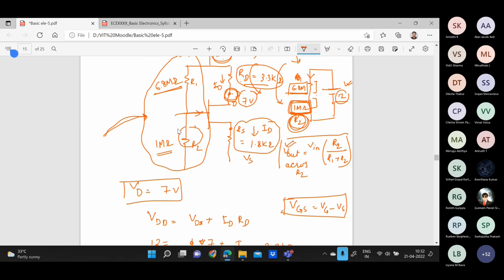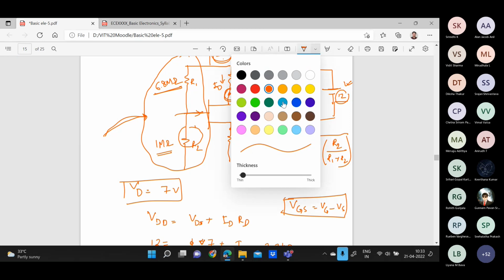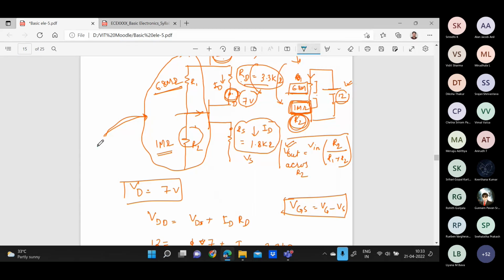Now this voltage divider circuit will come into existence. I'm just changing the color and I'm explaining the role of this voltage divider. Now we know the value of VD, which is already given in the numerical. We also calculated the value of Vs. Now the problem is with VG. How will we find out the value of VG? Because here we are using the voltage divider circuit, the voltage drop across R2 will be your VG.